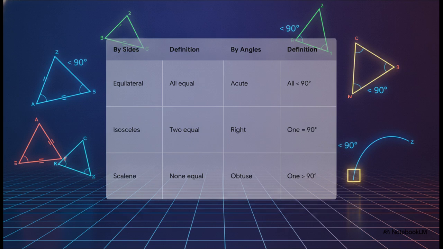On the sides front, we have scalene with absolutely no equal sides, isosceles with 2, and equilateral, where all sides are perfectly equal. But if you look at the angles, you might find an acute triangle where all angles are tiny, under 90 degrees, or a right triangle featuring one perfect 90-degree corner, or even an obtuse triangle, stretched out with one angle greater than 90 degrees.